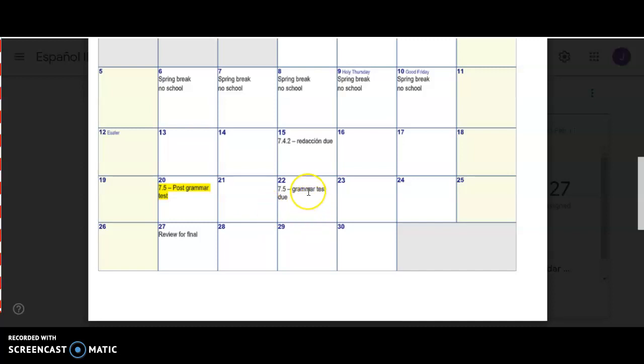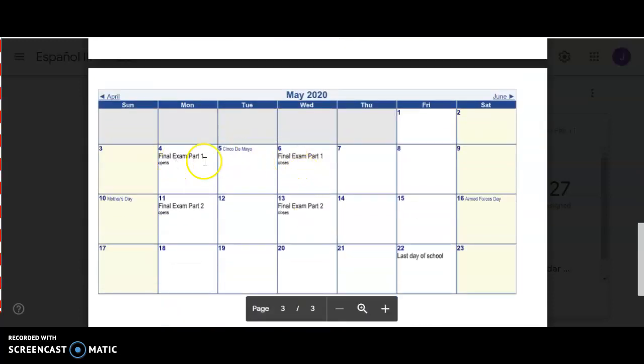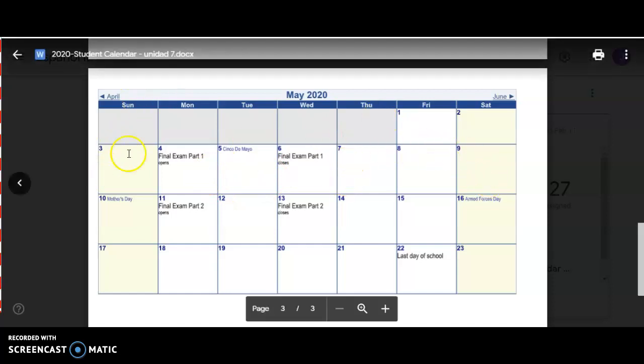So the 22nd of April. And then that last week, you're going to review for the final. And I went ahead and put the calendar for the final exam. You have the first part and the second part, and then the last day of school is down here. So that gives you time to take the test, study for the next one.